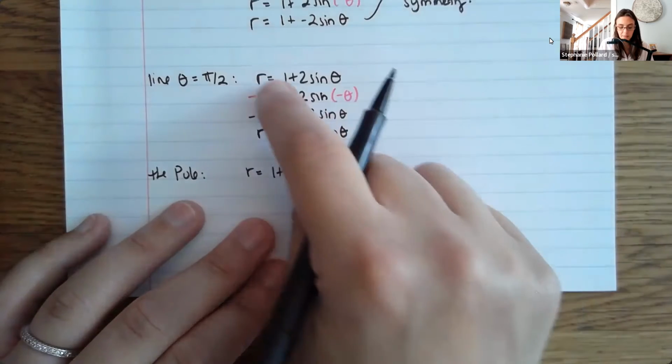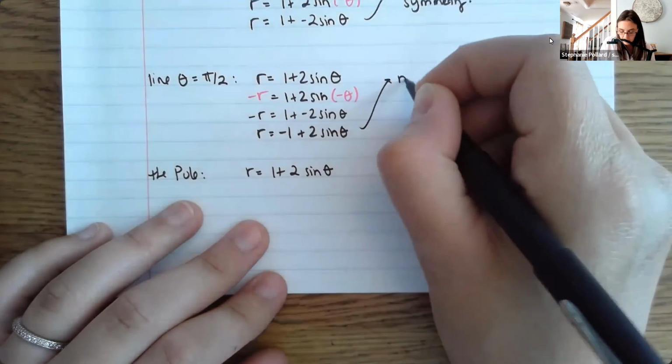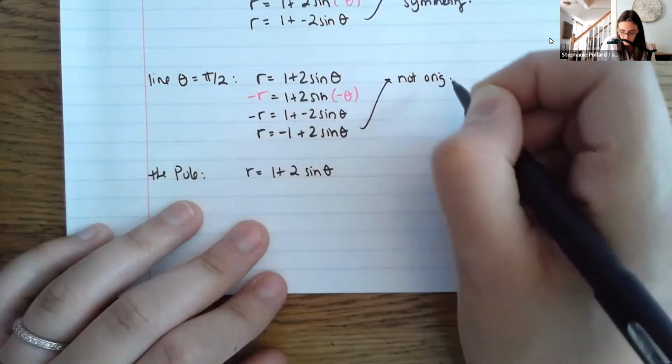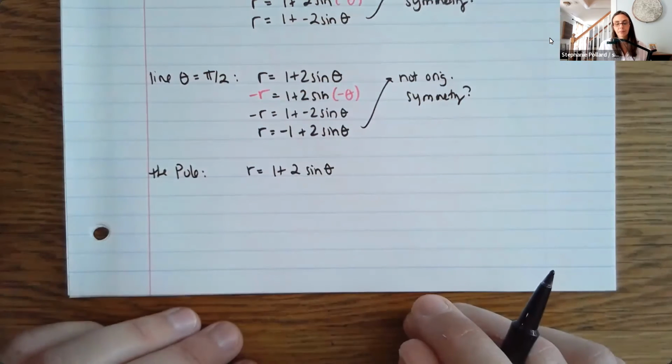Now, this is almost the same as the original, but not quite, right? That 1 becomes negative. So again, this is not the original. So we just don't know. Is there symmetry? I don't know.